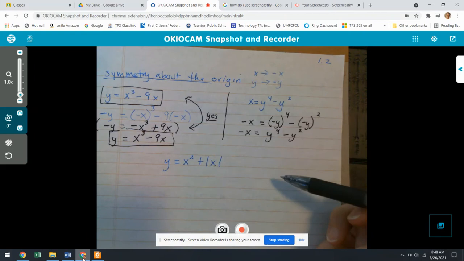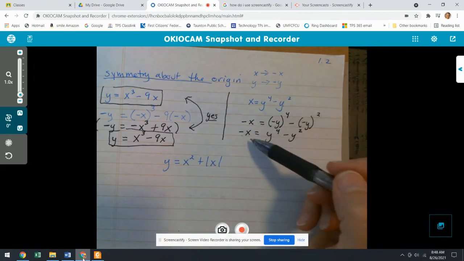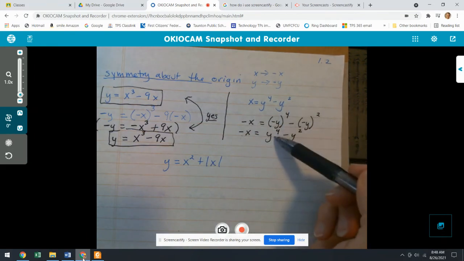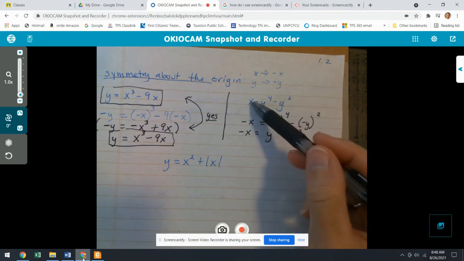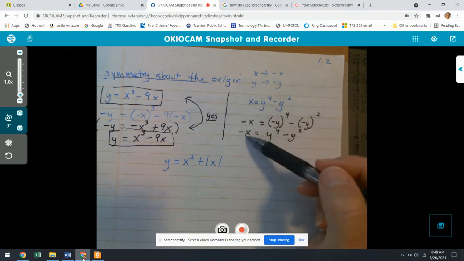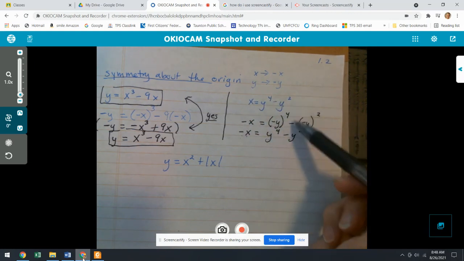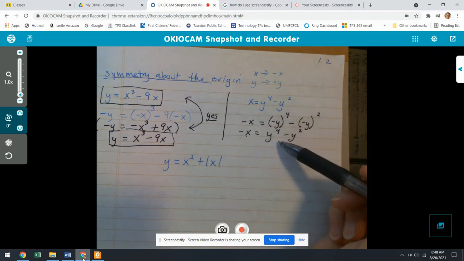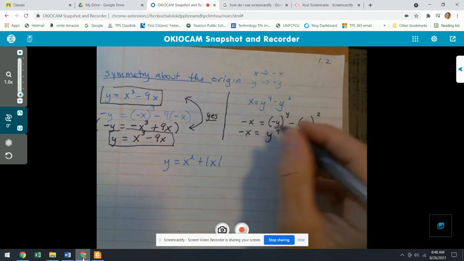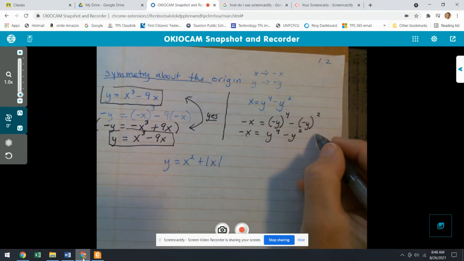So I'm just going to pause really quick and look at this and compare it to the original. Are things different on both sides? Well, the x side is different, but the y's are exactly the same. So I can tell right away that they're not going to match.